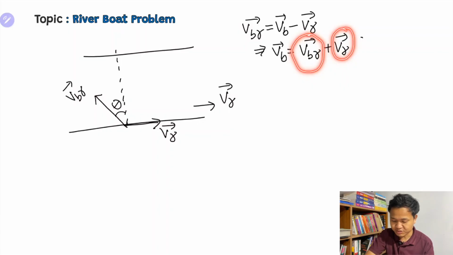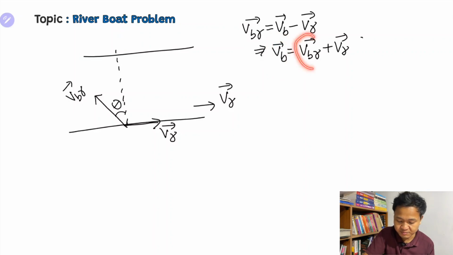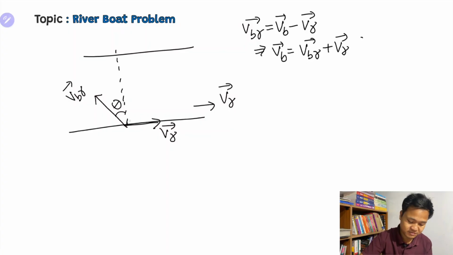Vector resultant parts of the velocity of the boat. The velocity of the boat will be given by the resultant of VBR and VR. So here you have VR, here you have VBR. The resultant will be along this side. So that means VB will be this.